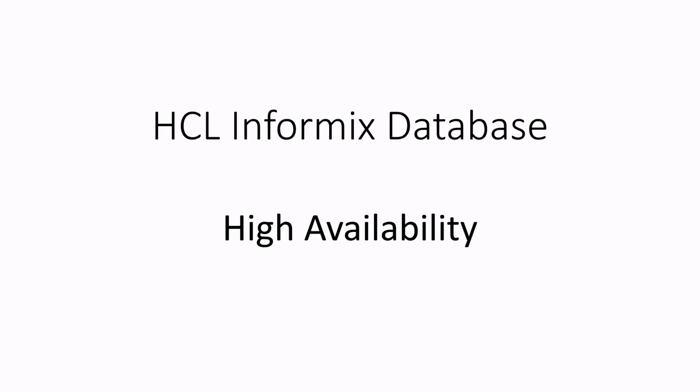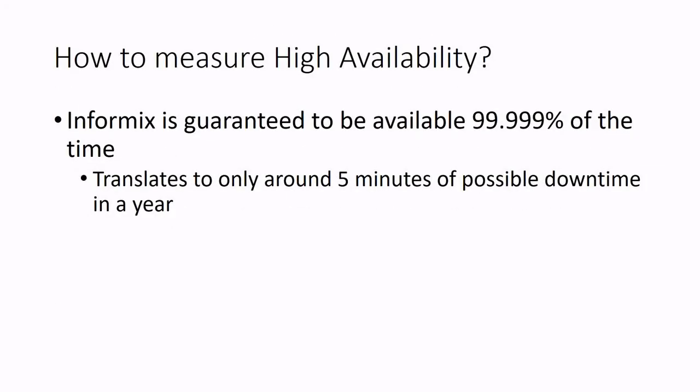Hi, this video presents how Informix Dynamic Server Database Management System provides the highest level of availability of services to the clients. How to measure high availability? High availability is measured using number of nines. Informix complies to 5 nines in HA context. Informix is guaranteed to be available 99.999% of the time, which translates to only around 5 minutes of possible downtime in a year.